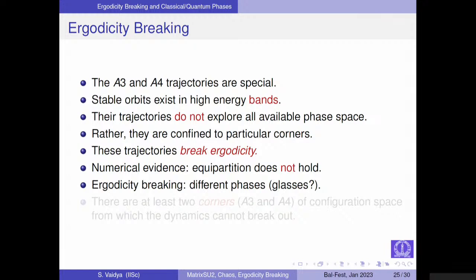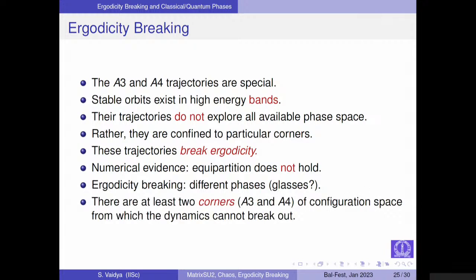So the question is whether we can interpret ergodicity breaking as phases, because it seems to us that at least from the thermodynamic discussion, such a conjecture is not unreasonable. And it is interesting and attractive to have such an interpretation because we know that in gauge theories, there are phases that go by the name of colored glass. There are glassy phases. So it would be interesting to see whether the phases that come here from ergodicity breaking are related to glasses.